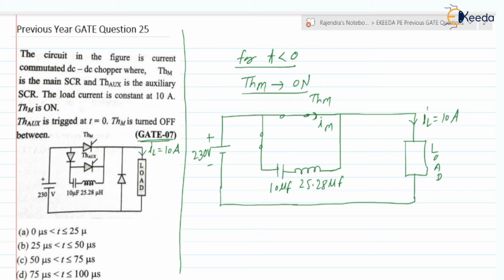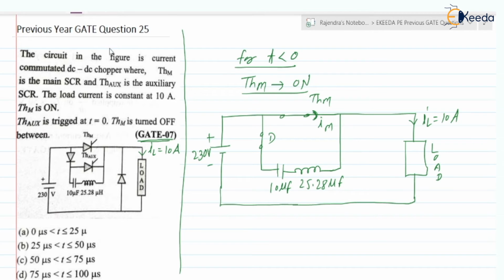Now if we check, before t is equal to 0, the circuit will have two currents. One is the current flowing from the source towards the load through the main thyristor, so IM is equal to IL for t less than 0. At the same time, through the diode, the current will be flowing through the capacitor, inductor and the load. So here the capacitor goes on charging.